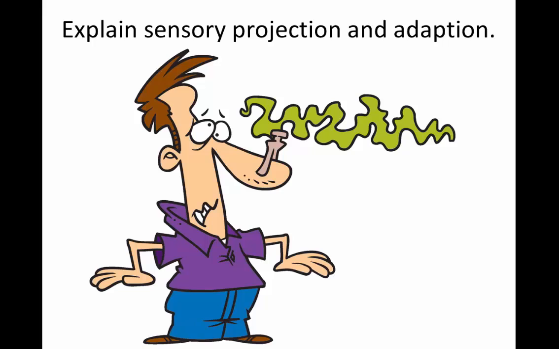Sensory adaptation is the concept of sensory receptors adapting. Because the sensory receptors in the nose are constantly being stimulated, in this case by the smell, eventually those receptors send fewer and fewer signals to the brain. Therefore, there's not as great a sensation of smell in this case.